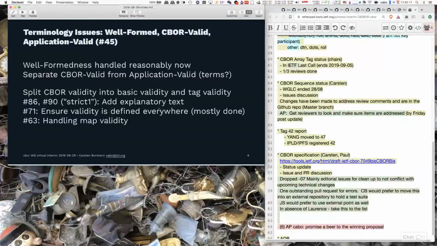Yeah, so once these terms are out there, I think it's pretty straightforward to actually do the editorial work. I'm sure when we go to map validity, we will have some more discussions about that, handling duplicate keys and all that. But I think generally this should be straightforward to do.